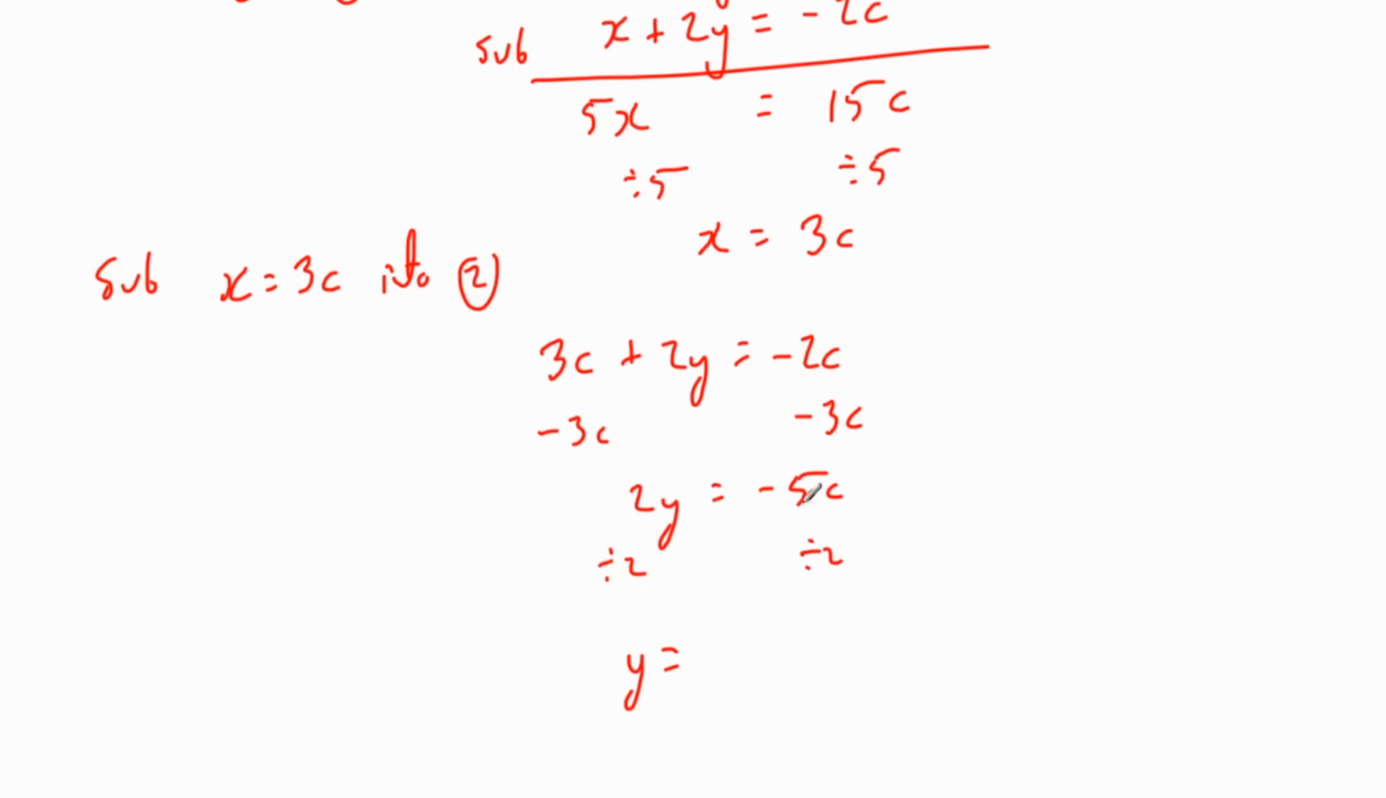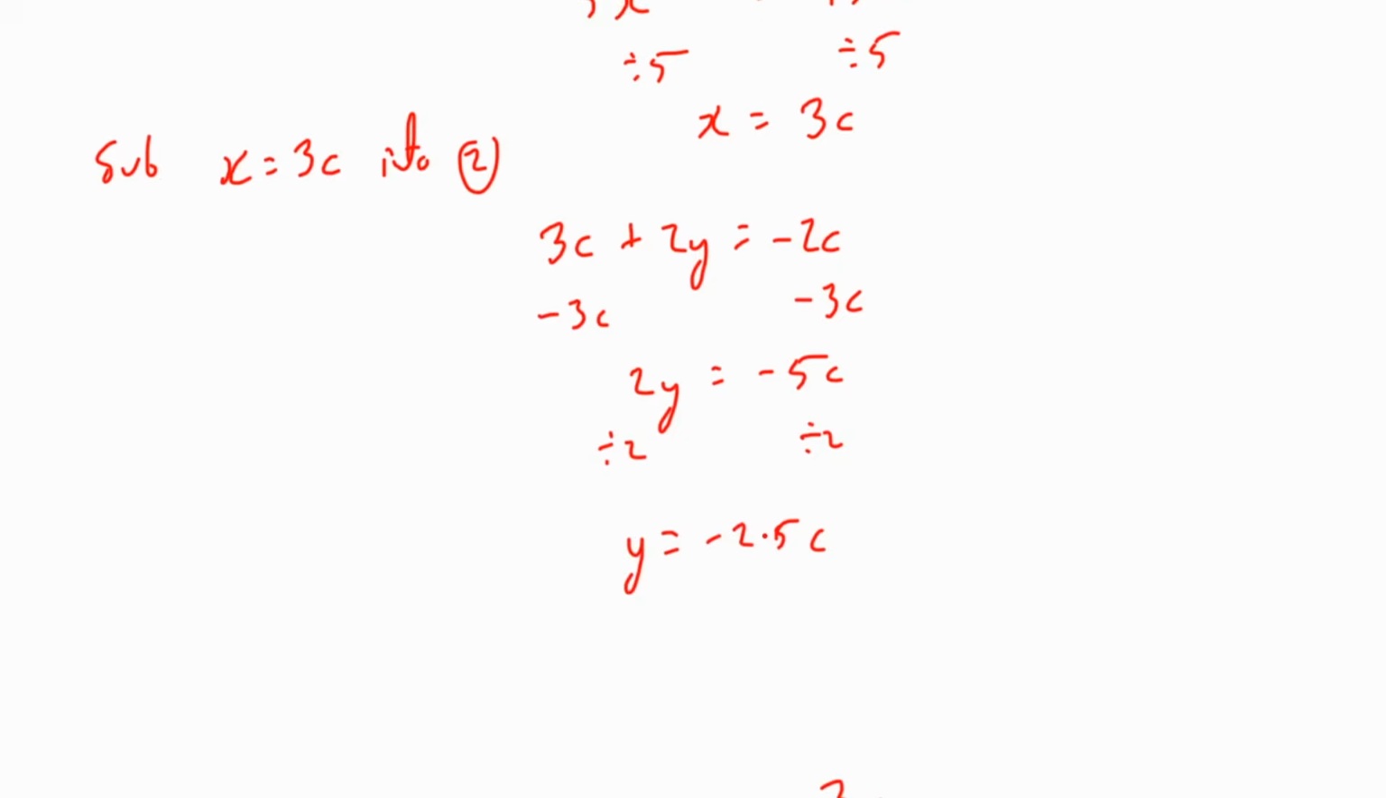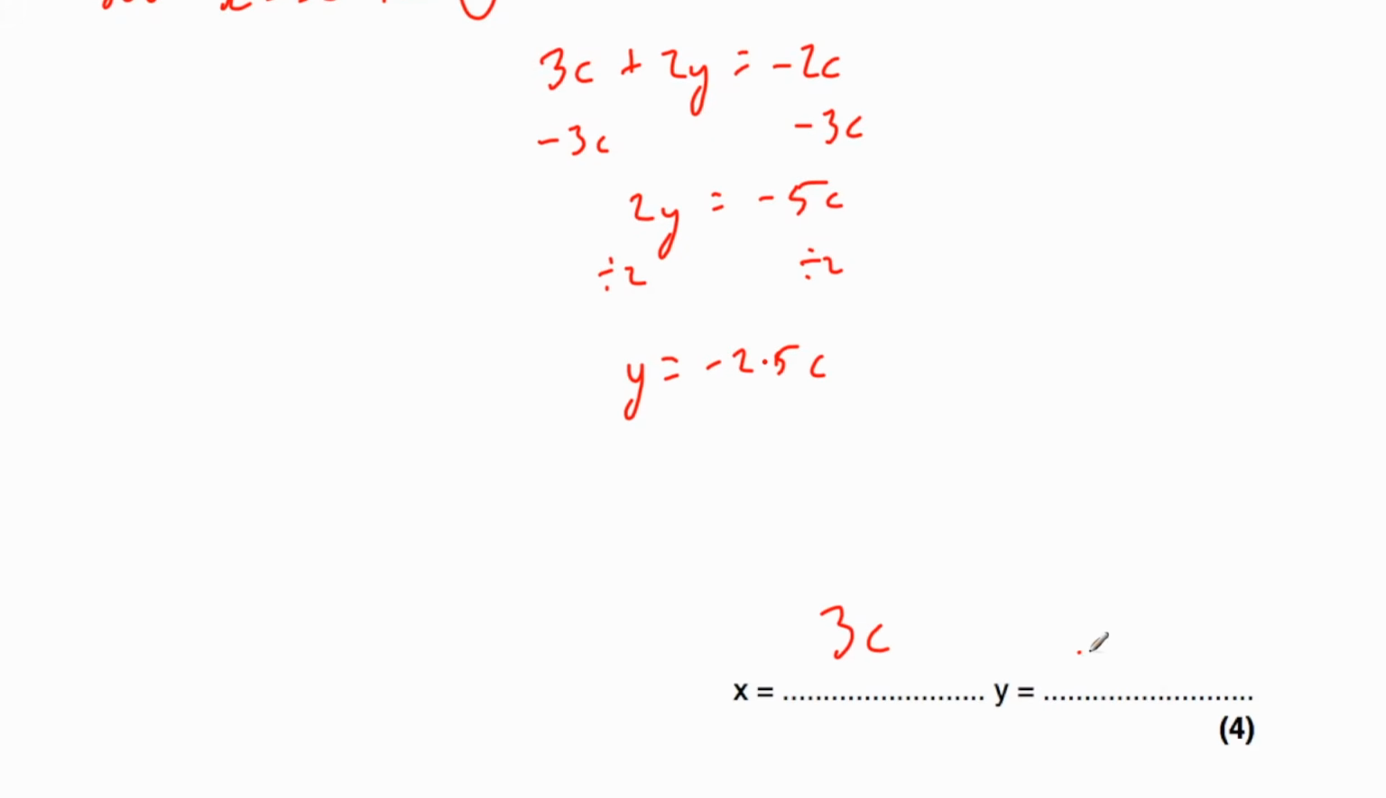Now we could write this in a couple of ways. We've got minus 5c divided by 2. Well, minus 5 divided by 2 is minus 2.5, so that's minus 2.5c. So we've got y is equal to negative 2.5c, and I'll just write that down, minus 2.5c. So that's one way we could write that. Alternatively, instead of doing minus 5 divided by 2 is minus 2.5, we could write it as a fraction.